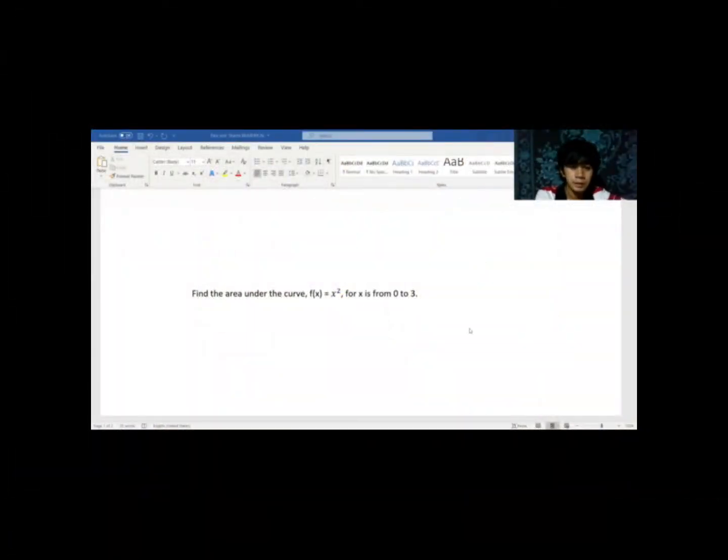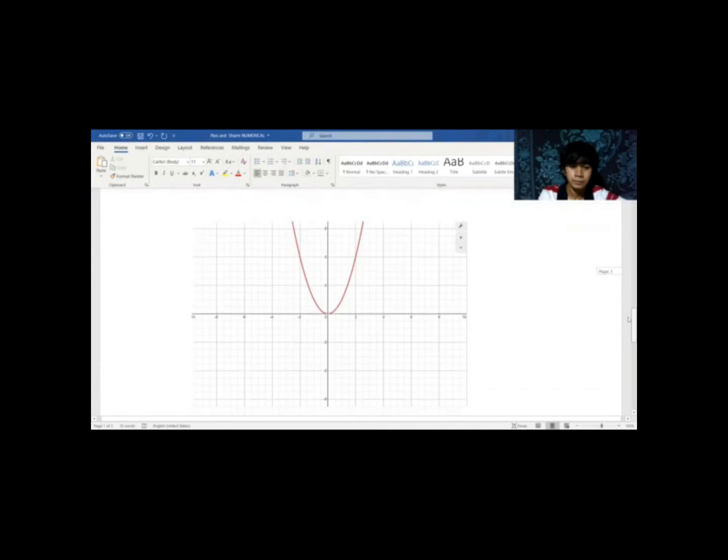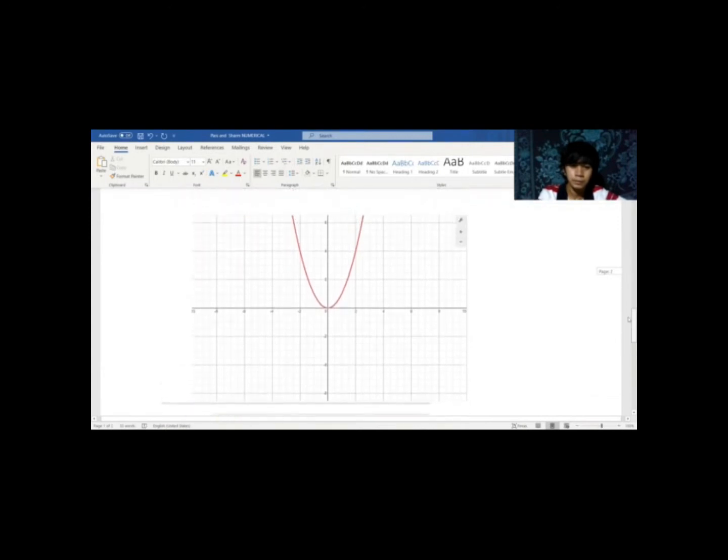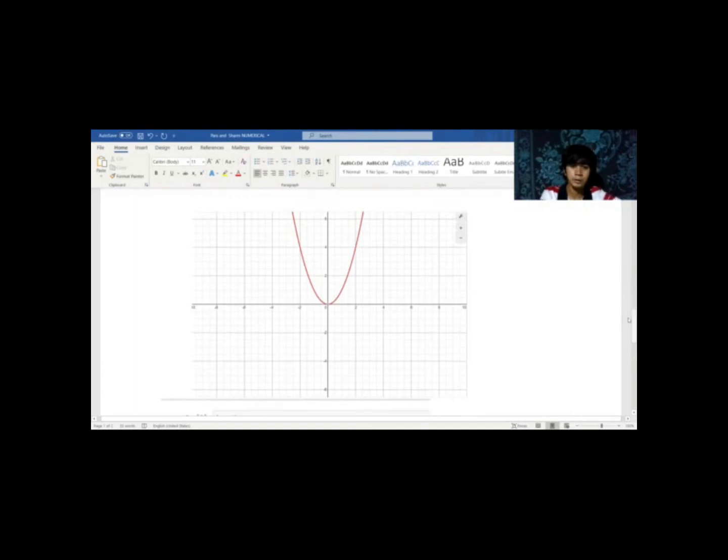Hello, yung topic natin is engineering problem about integration. Yung problem is find the area under the curve of f of x equals x squared for x from 0 to 3. Yung magiging graph niyan is ito. So, pantay lang siya sa x squared, f of x equals x squared.